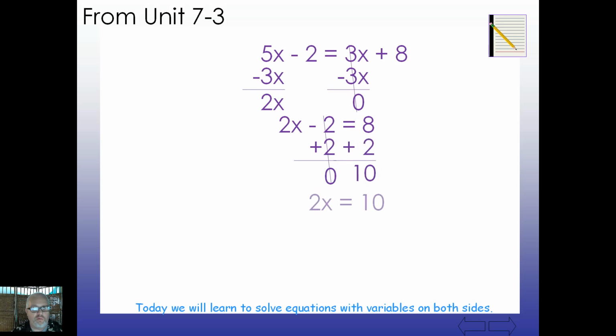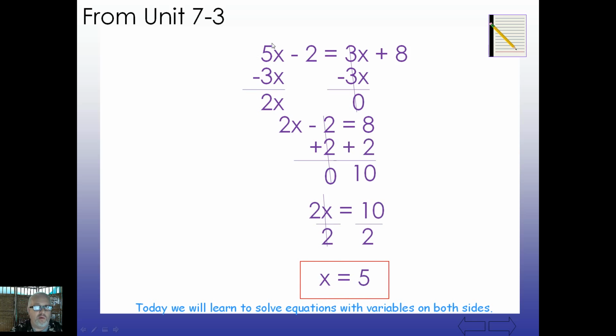Add 2 to both sides. Okay, we do so. Very good. And finally, that's right, divide both sides by 2. And we are done. X equals 5. Plug a 5 in here. This would be 25 minus 2 is 23. 15 plus 8 is also 23. Good.